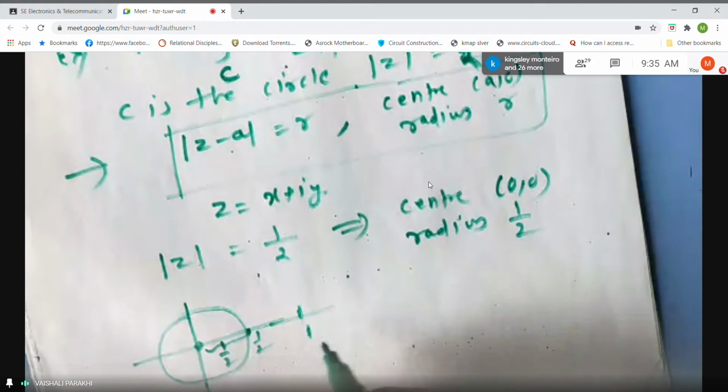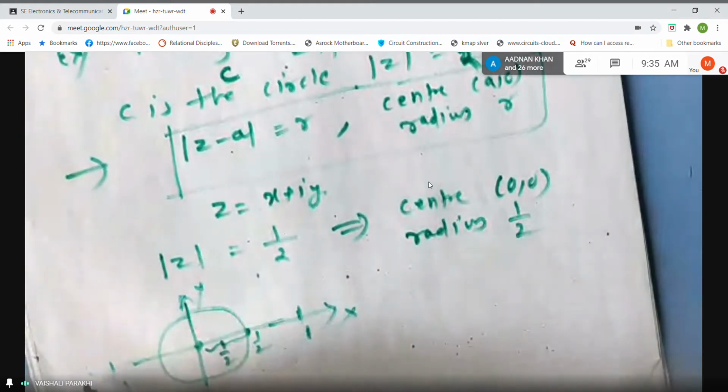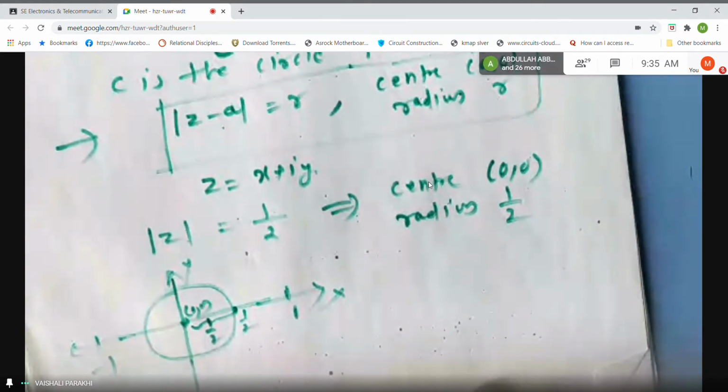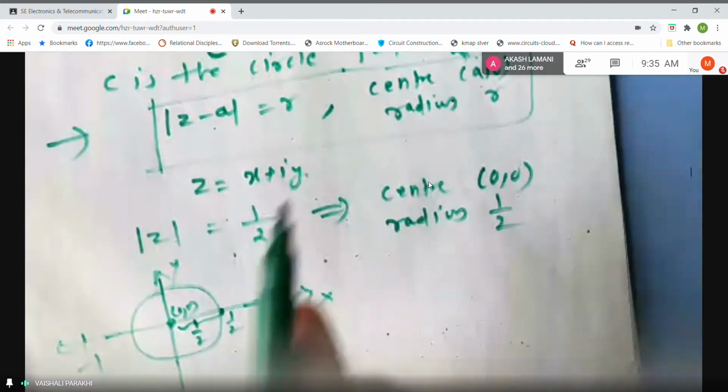Here somewhere there will be 1. Here it will be minus 1. This is the x-axis, y-axis and so on. All of you understood this diagram? This is the origin 0, 0. Any doubt you can ask me. So now, this is our curve on which we are finding the value of the given integral.